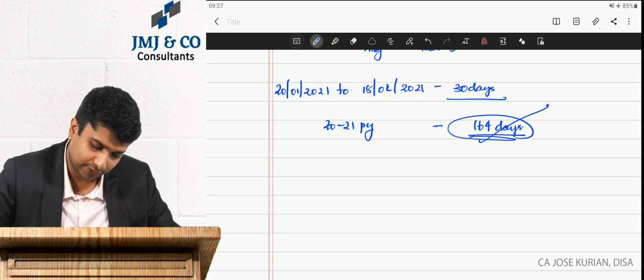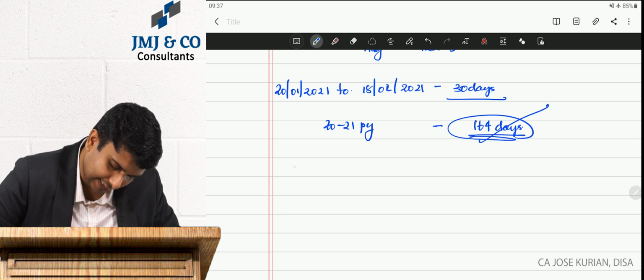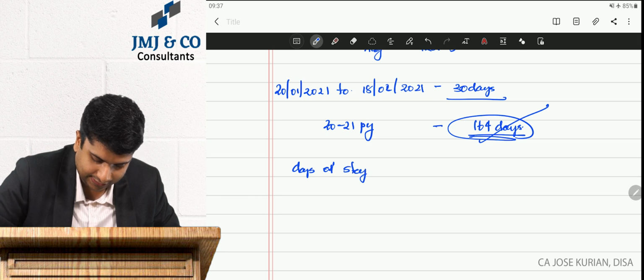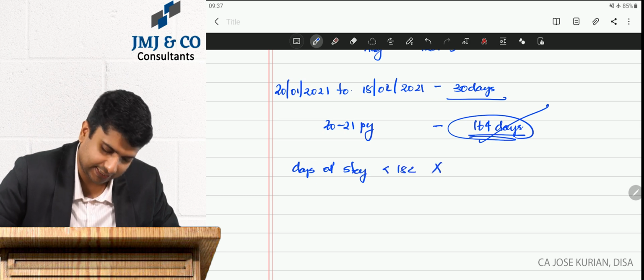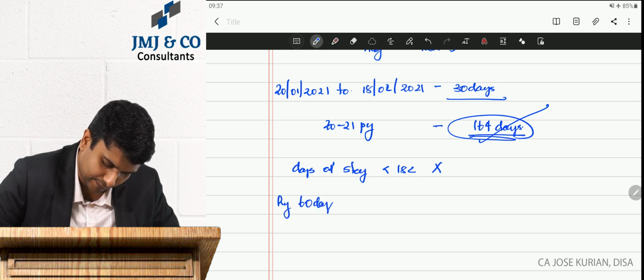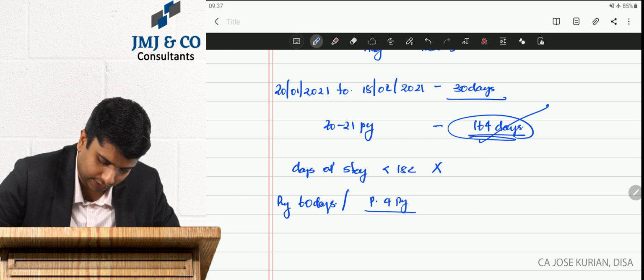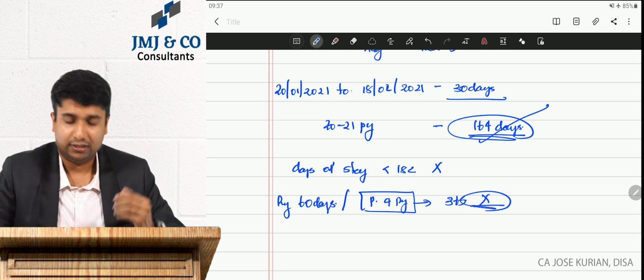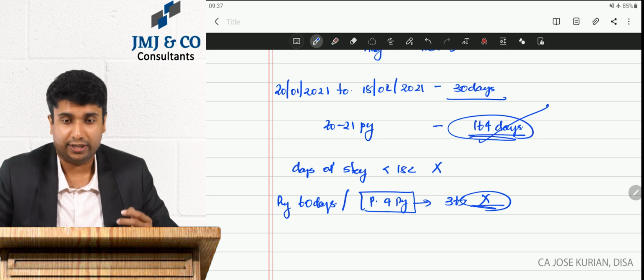So friends, our answer should be his days of stay less than 182. So that condition is not applicable. Then in the relevant previous year he stayed for 60 days, and in the preceding 4 previous years his total days of stay should be 365. That is also not applicable here. And again the point is, why is it not applicable?